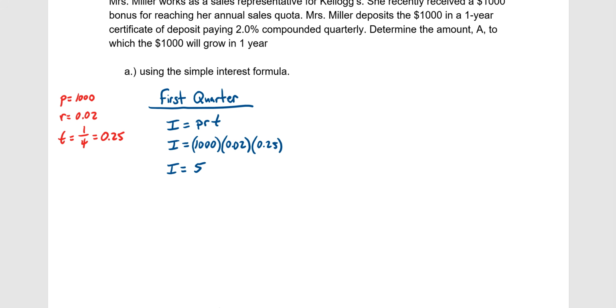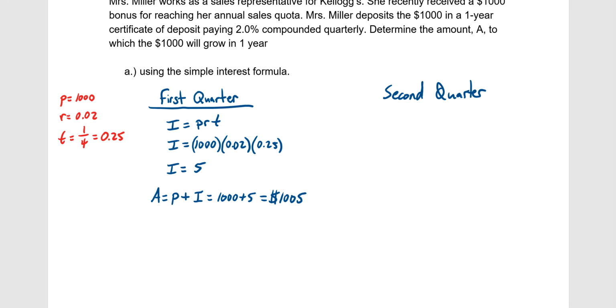That means the total amount is going to be the principal plus the interest. I'll just use the variable notation: the principal plus the interest, that's going to be 1,000 plus 5. So that's going to be $1,005 for the first quarter. We're going to do the same thing, except now we're going to be using 1,005 as the new principal for the second quarter.